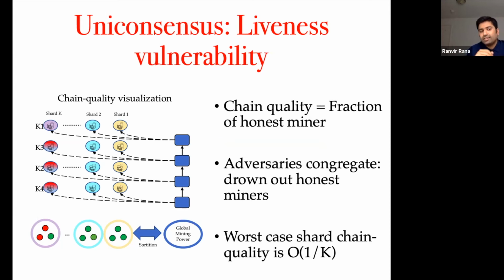And a reduction in chain quality will effectively correspond to a reduction in throughput because you have to limit the rate of shard block production because of resource limits. So because you limit the rate of shard block production, any censorship attack would lead to effective reduction of throughput. And in the worst case, an adversary can focus on just a single shard and reduce its chain quality to a fraction equal to 1/k. K is the number of shards.